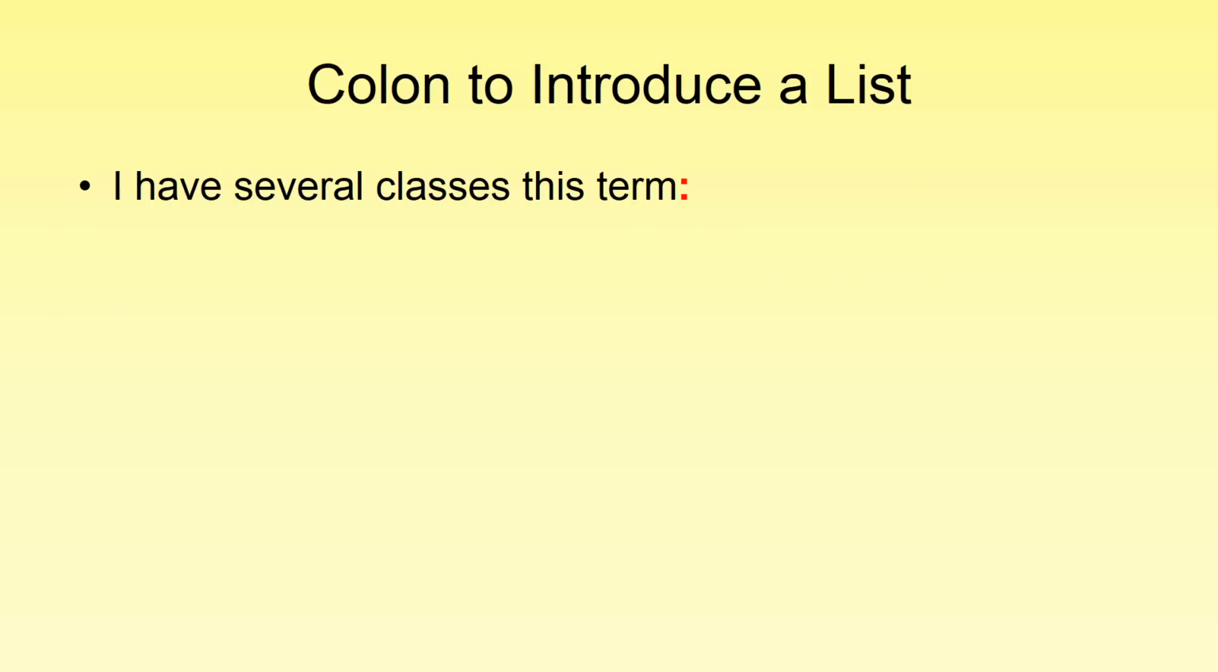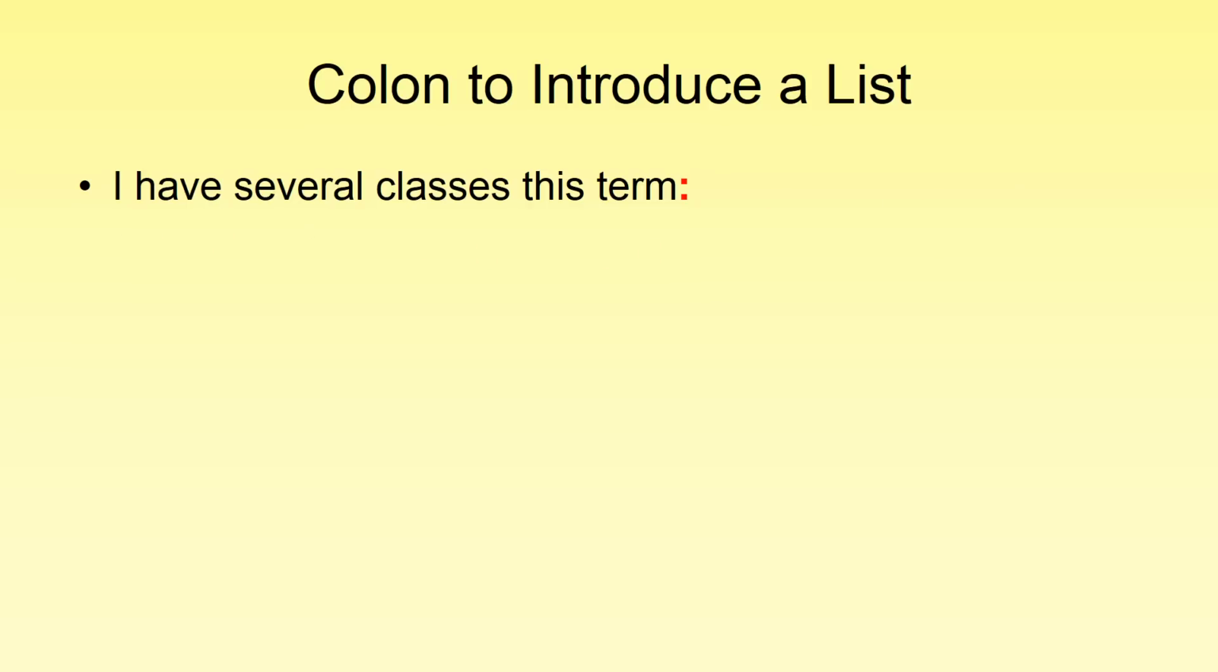All right, let's take a look at using the colon to introduce a list. In this example I have several classes this term. Hopefully you can identify this as an independent clause. So as a rule, I'd like you to remember that we're always going to have an independent clause before the colon. And we also want to note that this independent clause is introductory. It's introducing something. What comes after the colon is an explanation of what we've introduced.